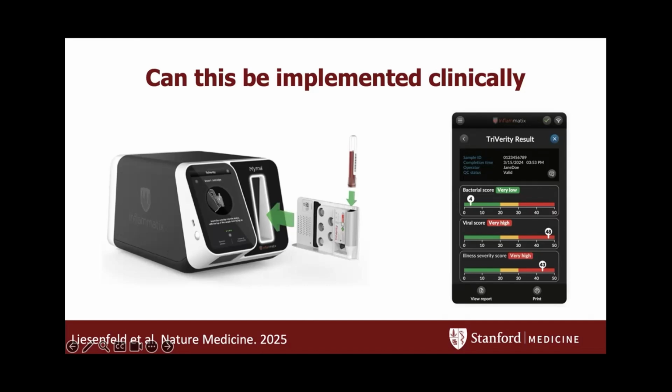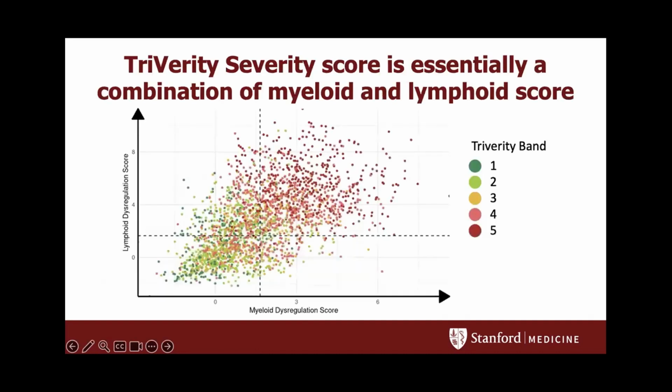All of the work that has led up to this was recently published in Nature Medicine as a companion piece to the ones that I've already shown, and just shows that this test, which can be run in 30 minutes, has the potential to totally change how we think about infections and sepsis. Now, importantly, we have to show that it does correlate with the biology that we already have looked at, and this is some unpublished data that's currently in revision. But what you can see is that when you compare high-def to Trivarity severity score, there was essentially a linear combination of myeloid and lymphoid dysregulation led to these Trivarity bands.